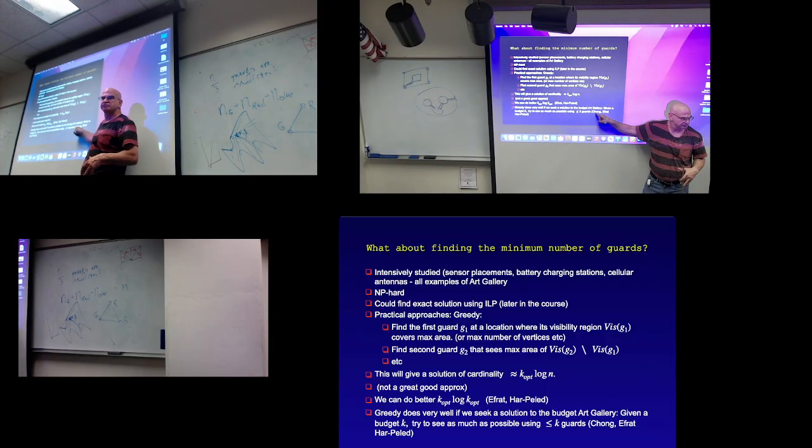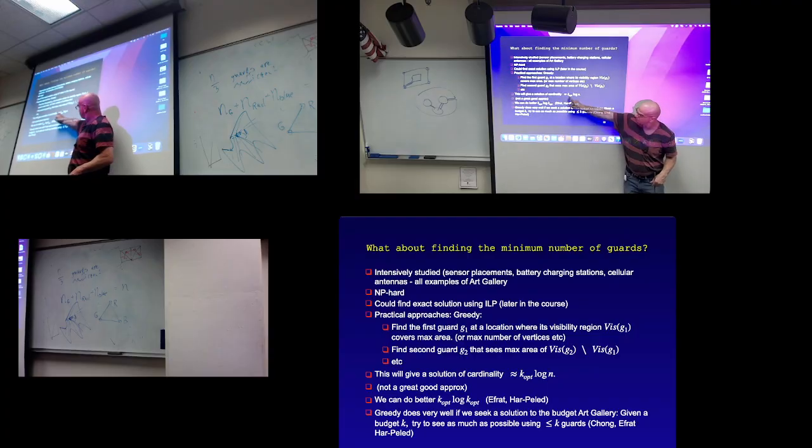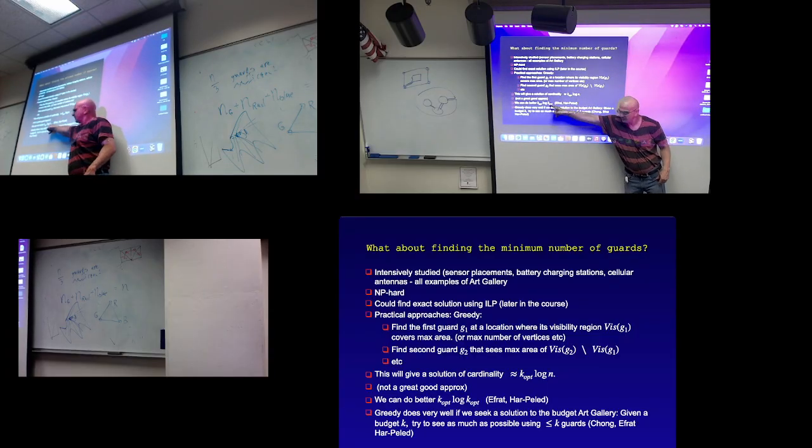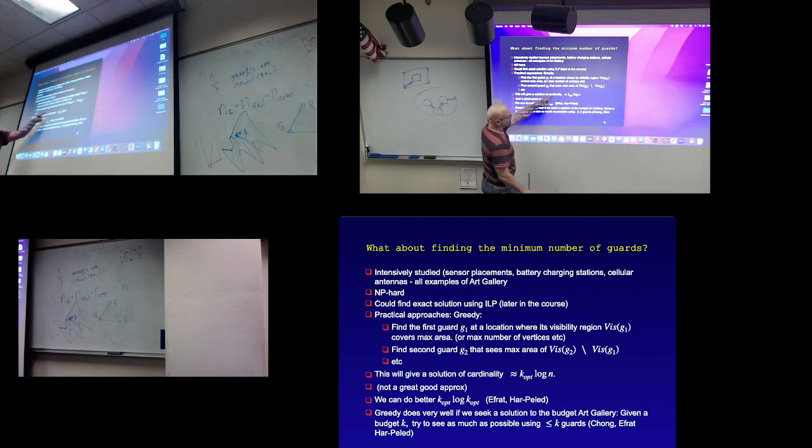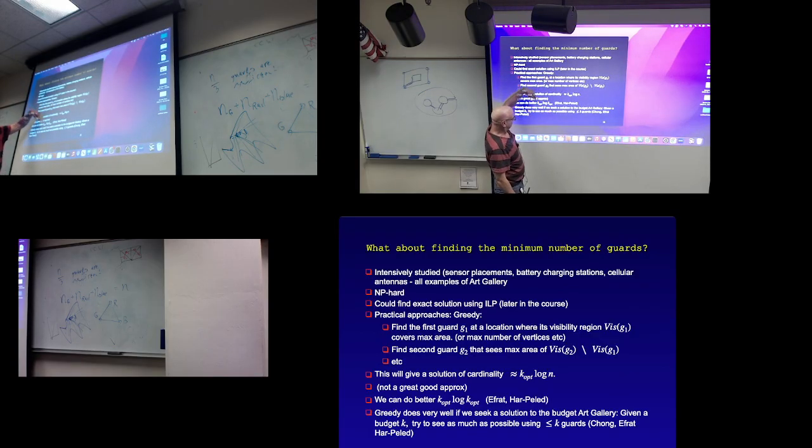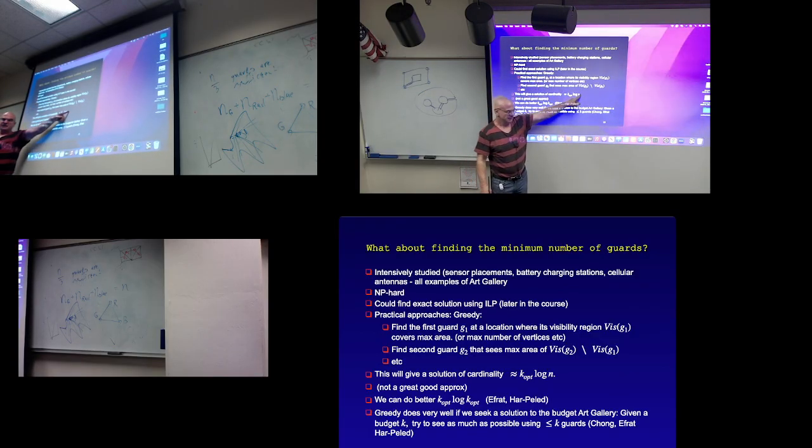The greedy algorithm, it seems like it doesn't always yield the least number of guards, right? It depends on the pattern. In the case that everything is discrete, so it's not area, but I am just trying to measure the quality of a guard based on how many vertices it sees, then my solution could be as bad as K log n guards. It could be log n more than the optimum.